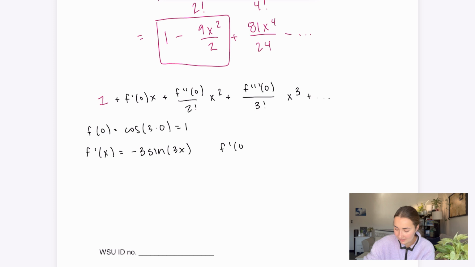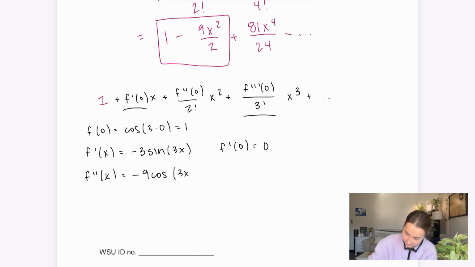So when we plug in 0, sine of 0 is just always going to be 0. So the first derivative and the third derivative are both going to be sine terms, and they're both going to go to 0. Let's go and find the second derivative. We get negative 9 cosine of 3x. When we plug in 0, cosine of 0 is just equal to 1, so we get negative 9.